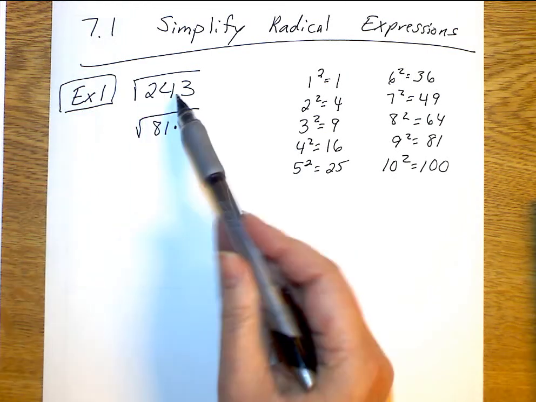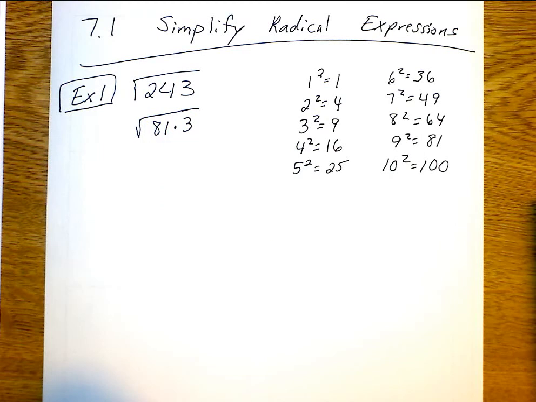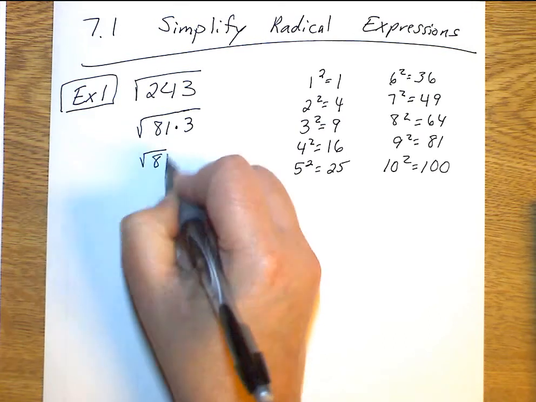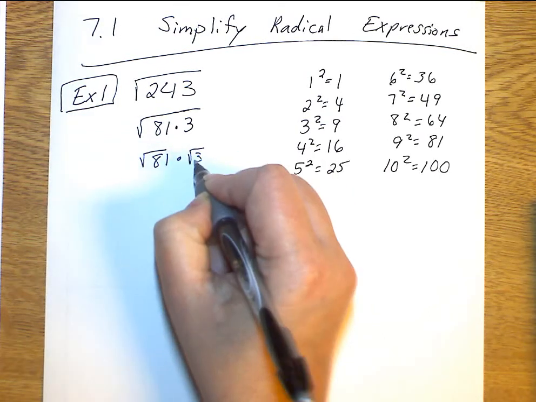So I'm rewriting that. If you see the answer at that point, you can jump to it. If not, break it down. So we have the square root of 81 times the square root of 3.